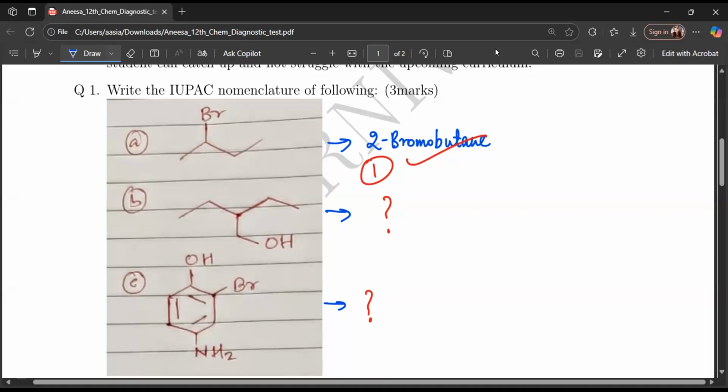When you write the IUPAC name of any compound, the first step is always to identify the parent chain. What is the parent chain? It is the longest carbon chain or the ring. Okay, so see in this question, let's find out the parent chain.